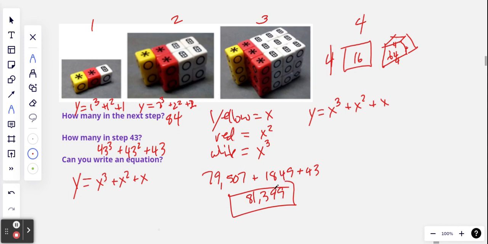Well, how did that go for you? Did you get 84 for the next step? Were you able to see the square and the cube in here right away, or did that take some thinking? I'd love to hear. Thanks, everybody.